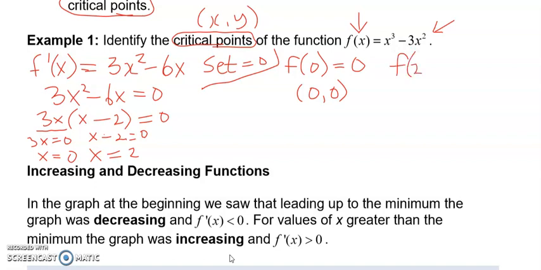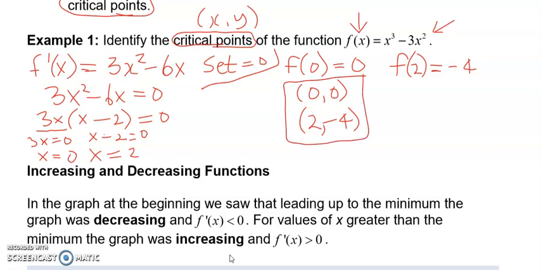And then you plug the 2, the other critical value, into your function. What you will get there is 8 subtract 12, which is negative 4. So the other critical point that you're going to get is (2, -4). Now, of course, if you were graphing that function, these 2 points would be absolutely vital to plot correctly and accurately.